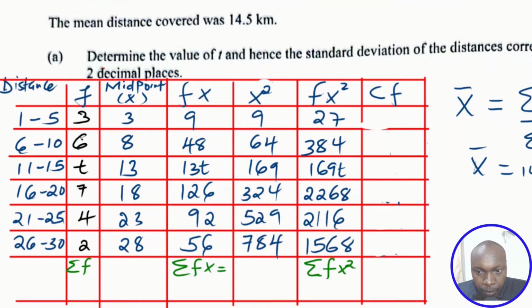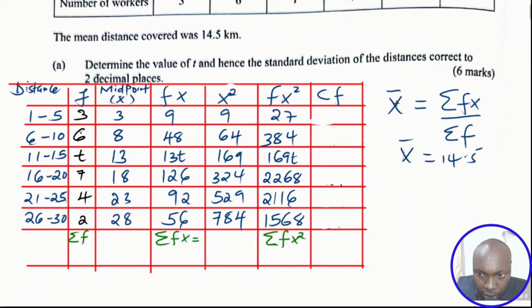Then for the cumulative frequency, I must have the value of t to do that, and also you've noted here in this class 11 to 15 I have 169t. So let us first get the value of t. The mean x bar, which is 14.5, is equal to the summation of fx divided by the summation of f. So we need to get the summation of fx, that is here. We need to add everything here.